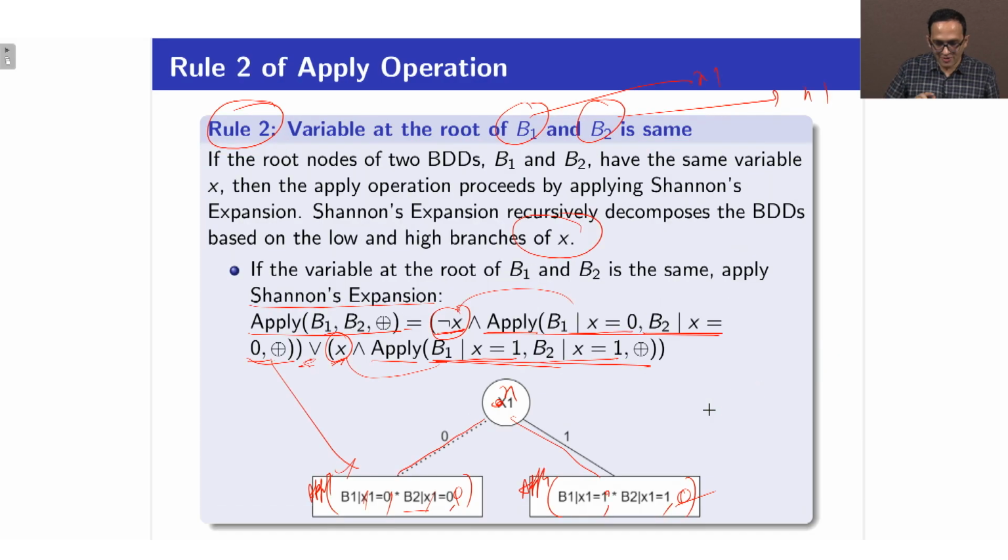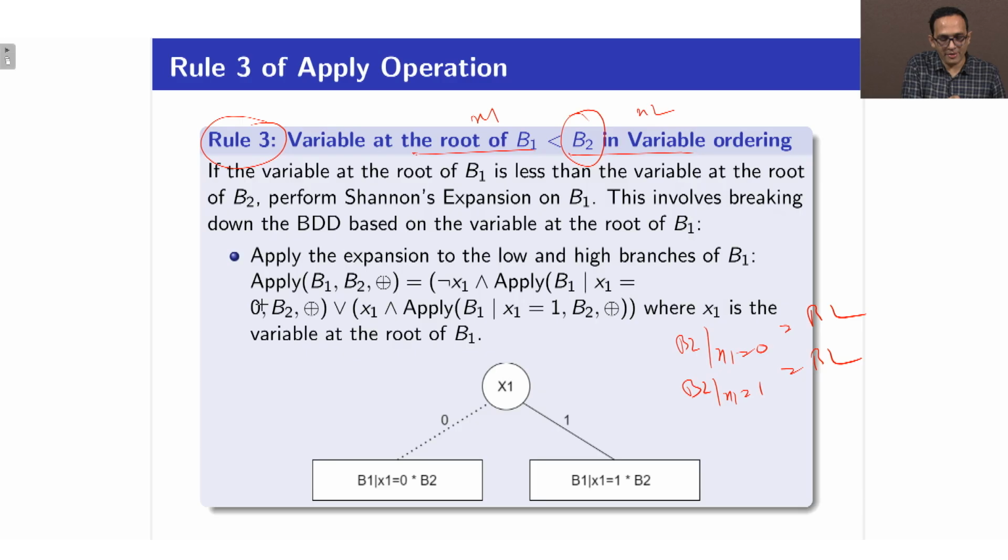So, I will use the same formula, but the only thing is that here, instead of writing B2 x2 equal to 0, I will just directly write B2 because it is the same thing. This is what I have written here. So, if I apply this B1 B2 with the operator, the root node is x1 now, because x1 comes first. I will apply B1 restricted x1 equal to 0, but B2 here as is, because B2 will not be reduced with x1 equal to 0.